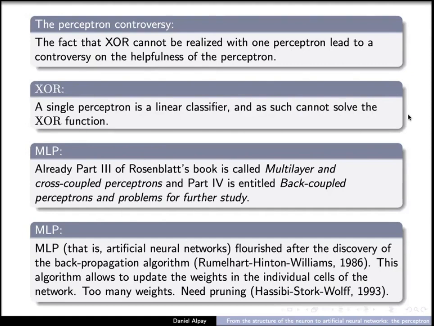So the perceptron controversy was that you cannot do it with one perceptron, but a single perceptron is a linear classifier, so really it's not surprising. And I said already in part 3 of Rosenblatt's book, he calls multi-layer perceptrons MLP. He already said that you need multi-layer perceptrons. But what was missing was a backpropagation algorithm. I don't know the whole history, but one would be the Rumelhart-Williams algorithm, but it was also before.